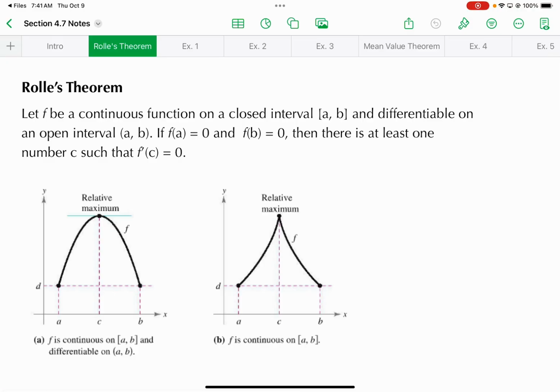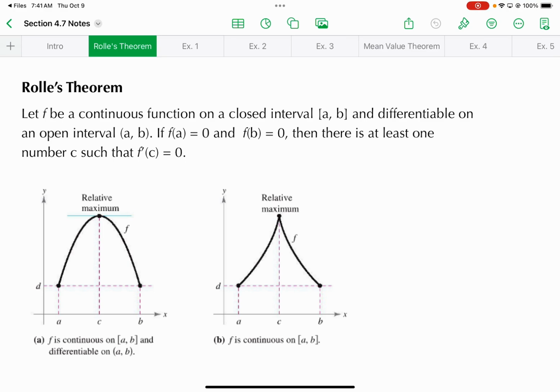But here's what the theorem says. If you have a continuous function f on a closed interval that's differentiable on an open interval, and if f of a equals 0 and f of b equals 0, then there has to be some number c in between a and b such that f prime of c is equal to 0.